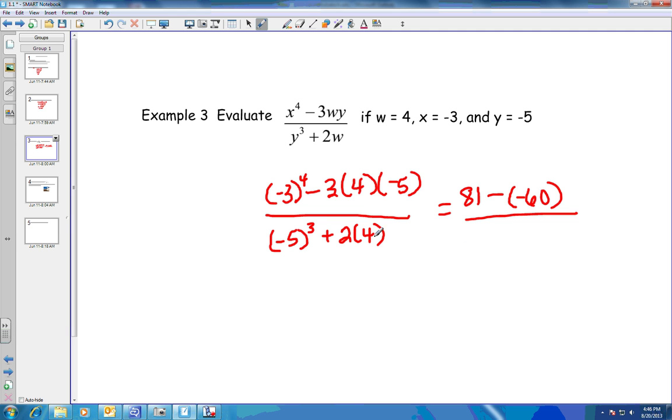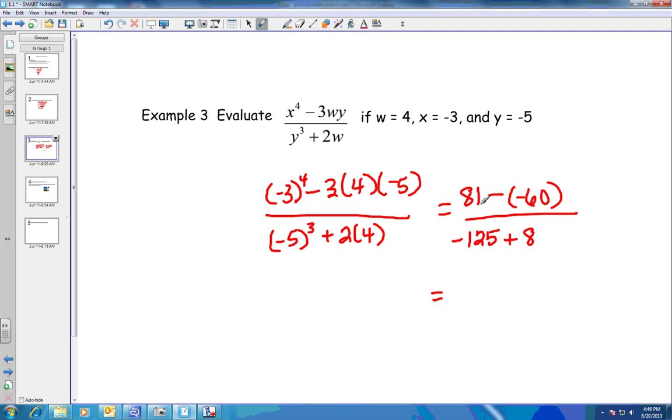And I'm going to do the same thing on the bottom. Negative 5 to the third power, that means negative 5 times negative 5 times negative 5. That's going to be negative 125 plus 2 times 4 is 8.